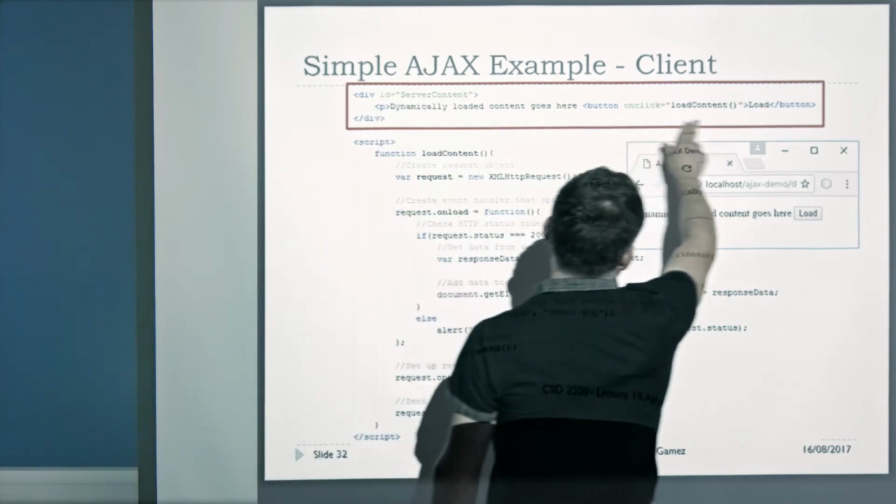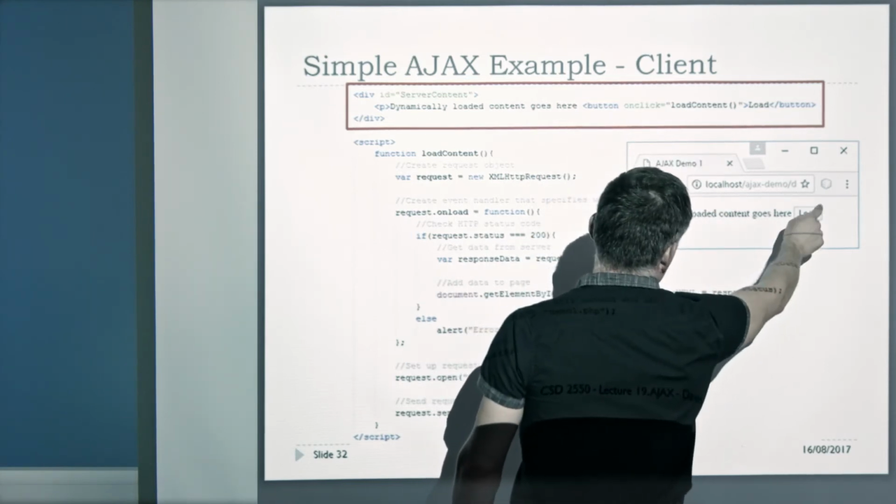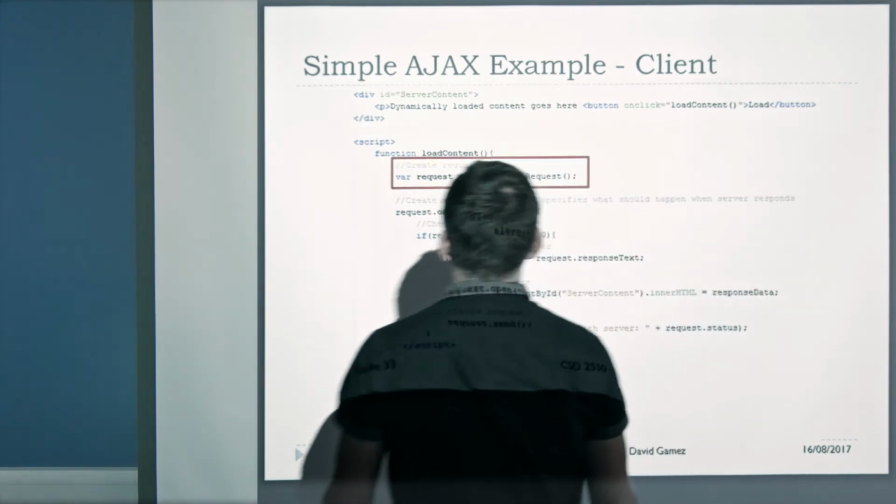So we've got a paragraph here and a button. When you click on the button, it calls load content. So that's what it looks like. Dynamically loaded content goes here. When you click on load, what comes back from the server will be stuck in this part of the page.